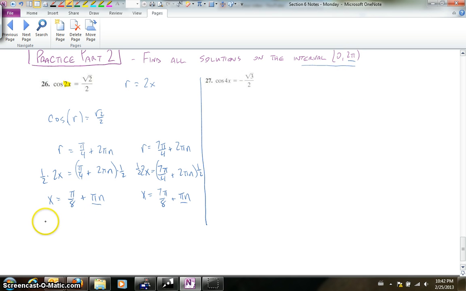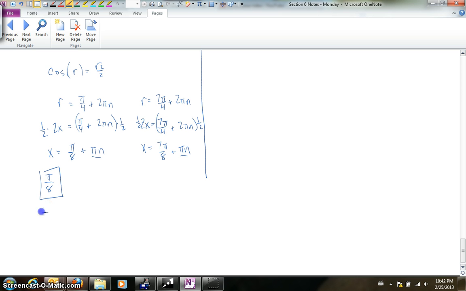So pi over 8 is one of our answers, obviously, because that's less than 2 pi. But now we've got to add pi over 8 plus pi. I can rewrite pi as 8 pi over 8. That's still equal to pi, and that gives us 9 pi over 8. That I know is still less than 2 pi.